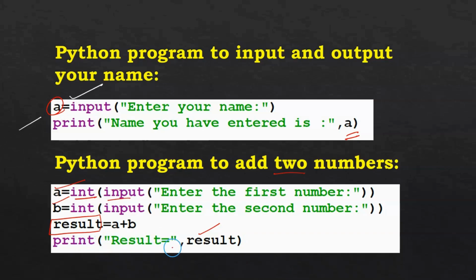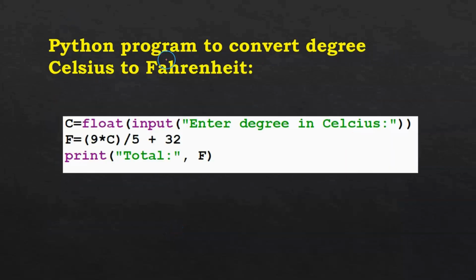This is how we have to use the print function. The string you want to print on the output should be written inside quotes. Then we have to separate that with a comma, and then write the object which is going to get printed, that is your variable name, result. This is going to get printed here. Hope you understand.